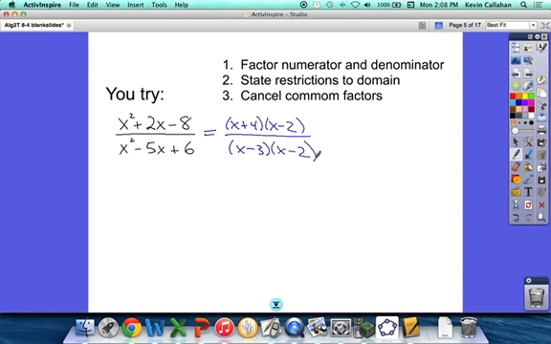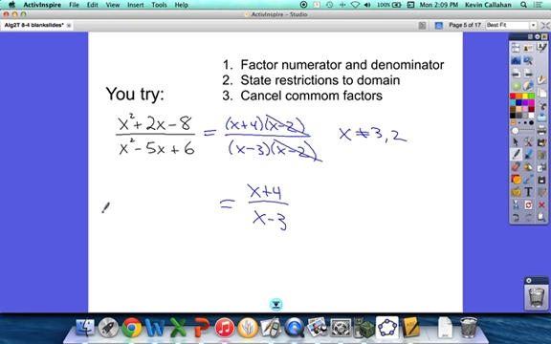So remember, this is the point where you state the restrictions. And where do you look for them? In the denominator, right? So they are, x does not equal 3 and 2. Okay, then you cancel common factors. And what's left is x plus 4 over x minus 3. You did pretty well on that.